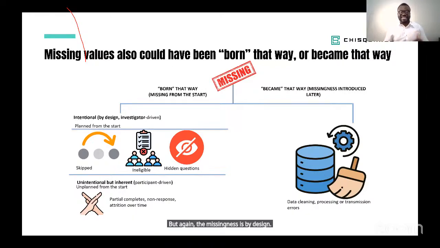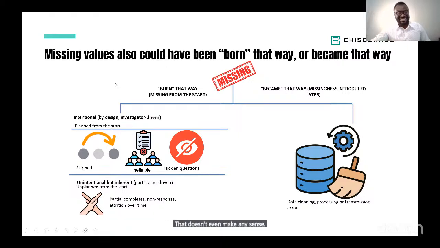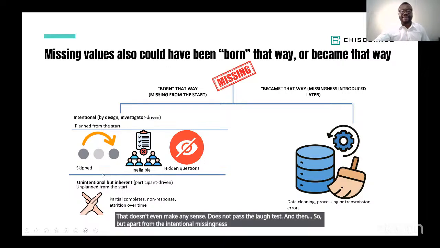So imagine how ridiculous it would be if the software said, oh, well, I'm just going to put everybody the average value of the other people. That just doesn't even make any sense. It does not pass the laugh test. But apart from the intentional missingness, you can also have unintentional, which is participant-driven missingness, right?